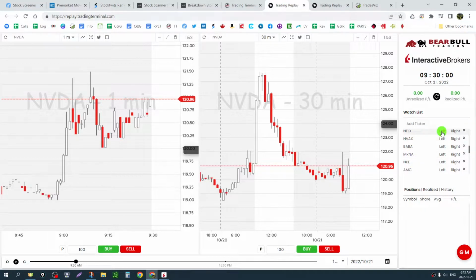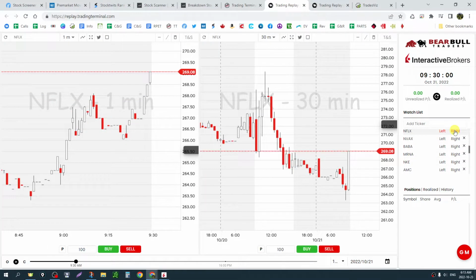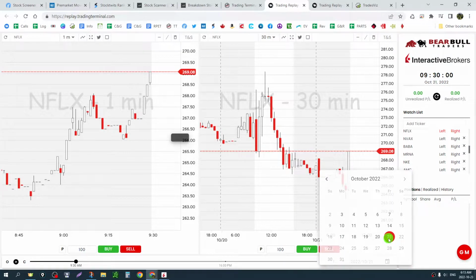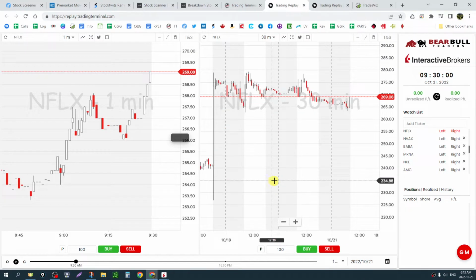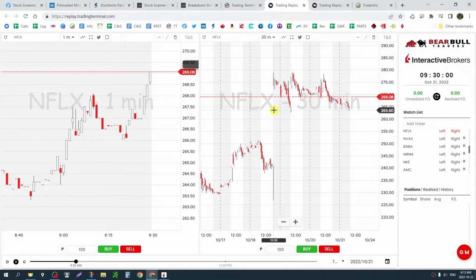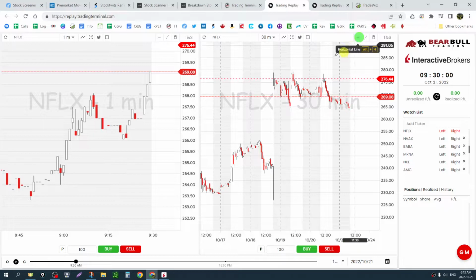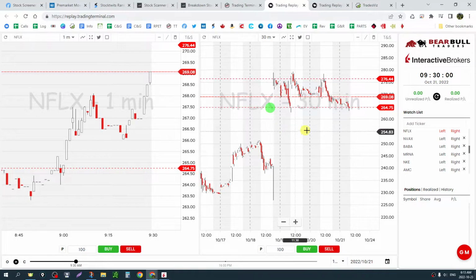So over here I'm going to click on left and right, and I'm going to set a 1 minute chart and a 30-minute chart, and I'm going to set it for Friday. That is Friday. So we got this gap up here on Friday. So I'm also going to put some lines on here. That's about a good high, and that's about a good low. And one more. I want this to go up over this line.